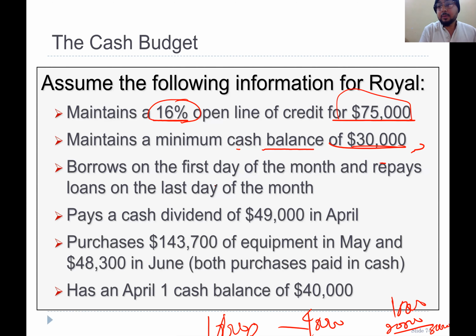The company borrows on the first day of the month and repays loans on the last day of the month. So you borrow on the first day of the month, and interest is calculated on a monthly basis. 30 days are involved. And you have to pay cash dividend in April.